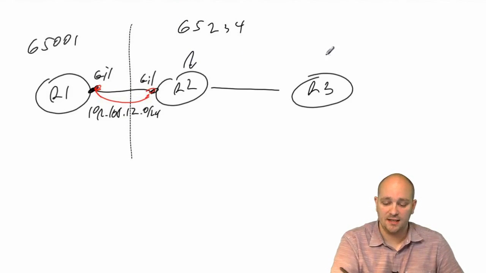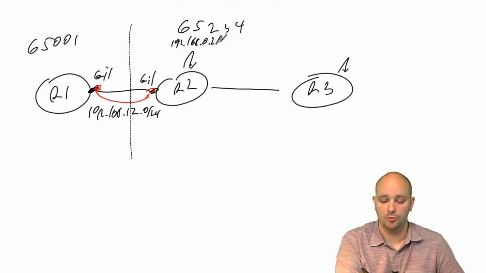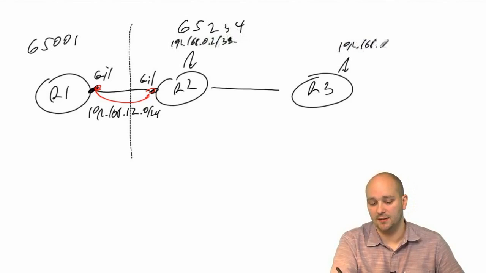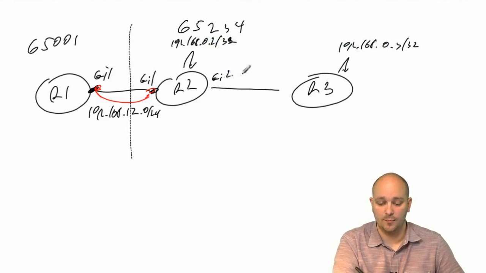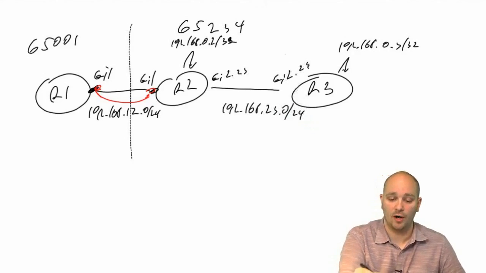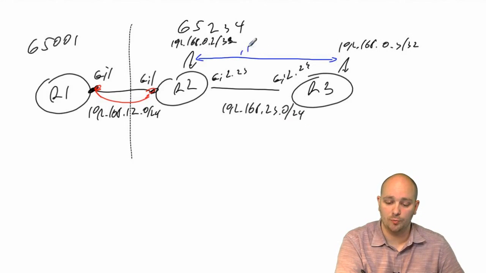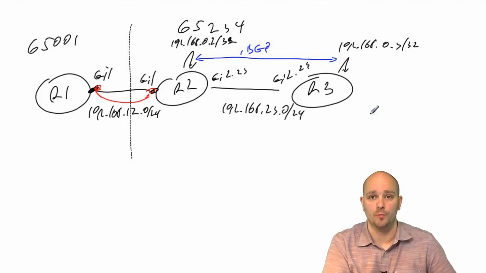This is good. Now let's say that on our R2 and R3 we did have loopback interfaces, and they are going to be 192.168.0.2/32, and this here is going to be 192.168.0.3/32, and let's say that the interface here is gigabit 2, and I'm going to be using sub-interfaces in this scenario. So gigabit 2, 23, and the network here is going to be 192.168.23.0/24. So let's say that I wanted to build an internal BGP session here. So I want to build an iBGP session between R2 and R3.